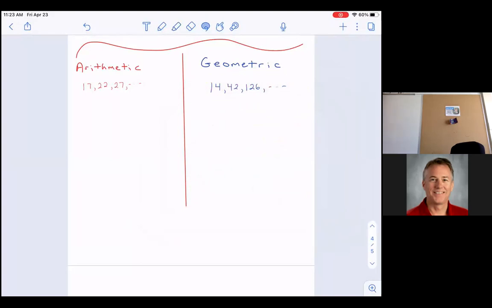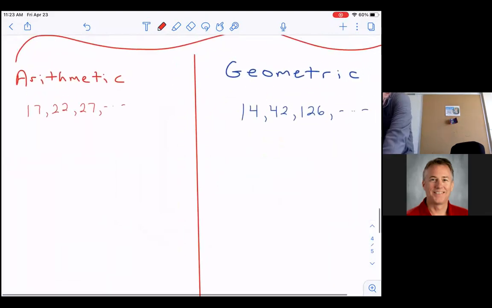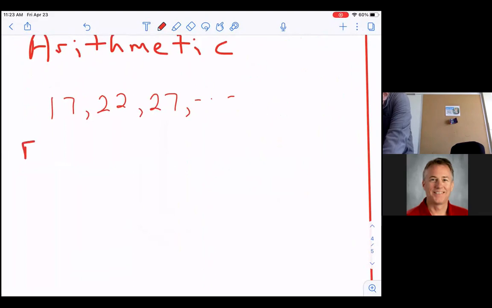Now, we first have figured out if it's arithmetic or geometric. Once we do that, then the second thing we want to do, if it's arithmetic, is find the common difference.